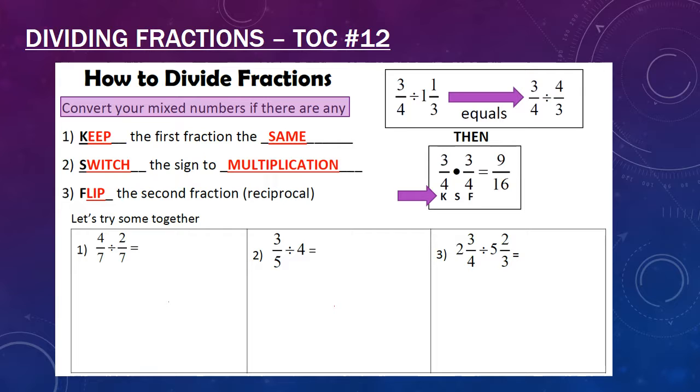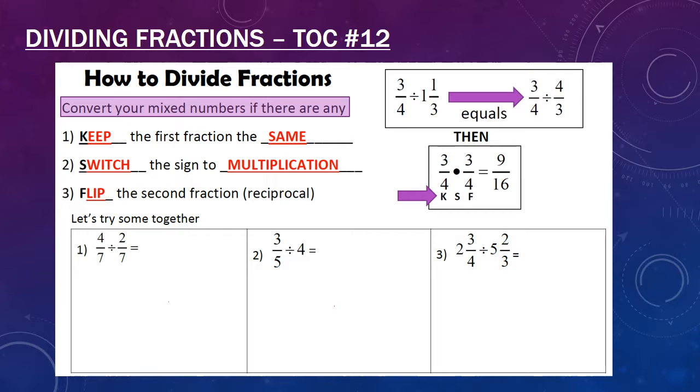So if we looked at our original example, we had 3/4 divided by 4/3. So we had keep the first fraction the same, still 3/4. We go from division to multiplication, and our 4/3 becomes 3/4. And then you just multiply across, just like we've been practicing. So multiply your numerators, 3 times 3, you get 9. Then multiply your denominators, 4 times 4, and you get 16. And then, of course, you simplify.